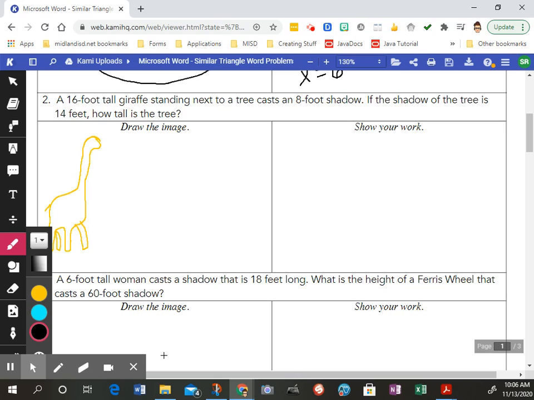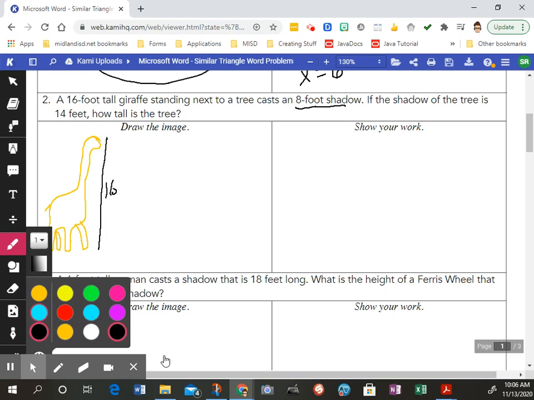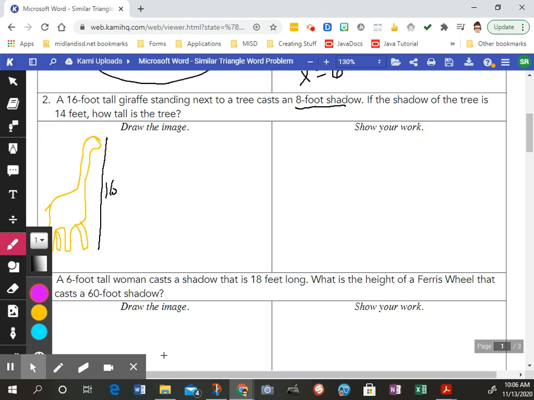And it says the giraffe is 16 feet tall. So there's my 16 feet. And it's standing next to, it casts an 8-foot shadow. So I'm going to use purple again for my shadow. Cast an 8-foot shadow. And I'm going to draw in the rest of my triangle. Okay. It went a little short, but that's okay.